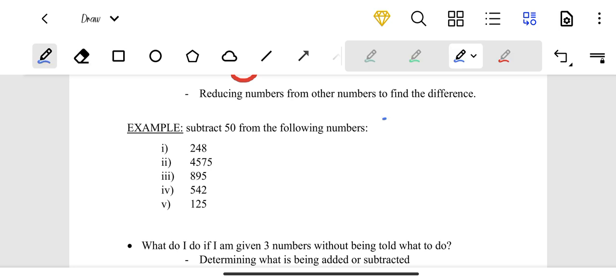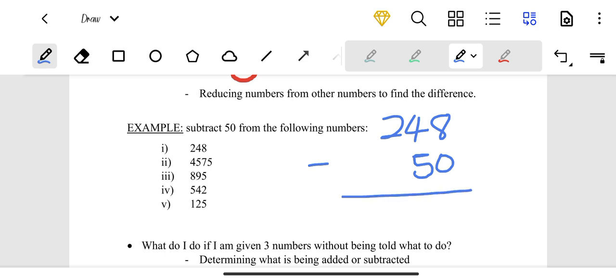So remember, I have 248. I am subtracting a 50 from 248. What do I do? 8 minus 0 is 8. 4 minus 5, it's impossible. What do I do? I come to the 2, I borrow a 1. So if I borrow a 1 from 2, 1 is going to remain.